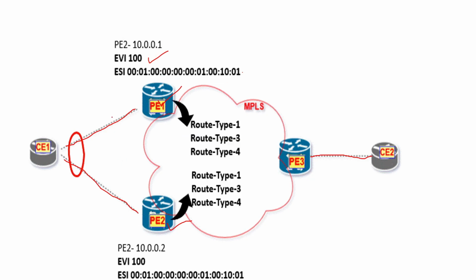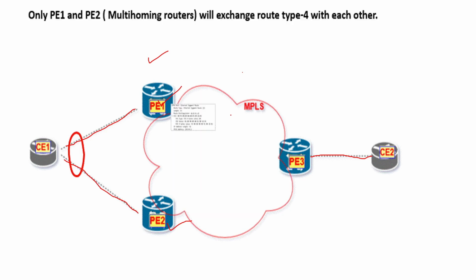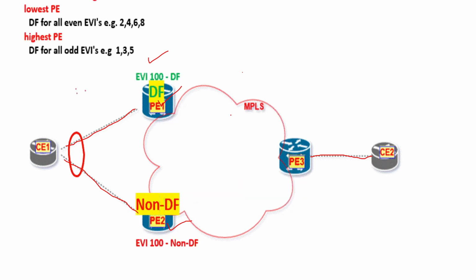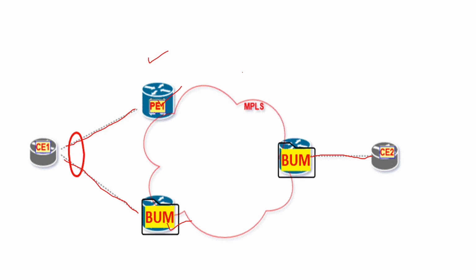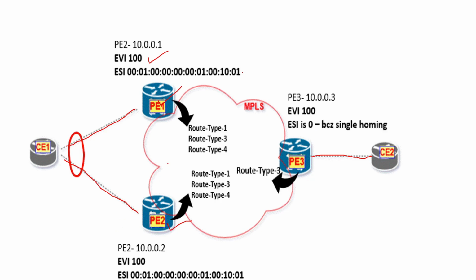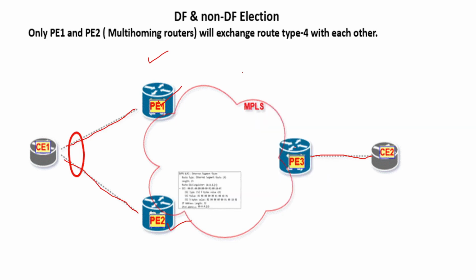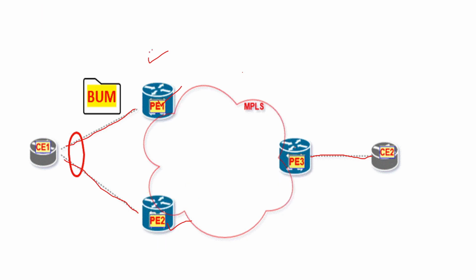Once you commit those EVI configurations, route types 1, 3 and 4 will be generated by the multi-homing routers, and single-homing routers will generate only type 3, that is the inclusive multicast label. So if you see here, BUM traffic sent by PE1 will be forwarded towards PE3 and PE2. PE3 will attach the multicast label sent by PE3. We will discuss type 3, which is inclusive multicast, in detail in upcoming slides.